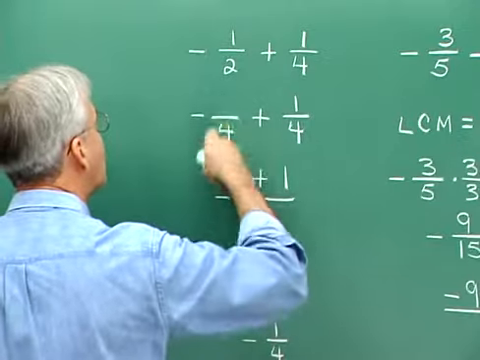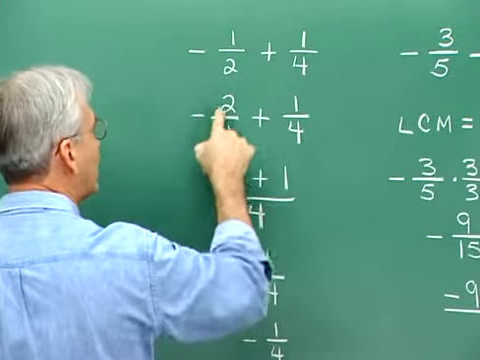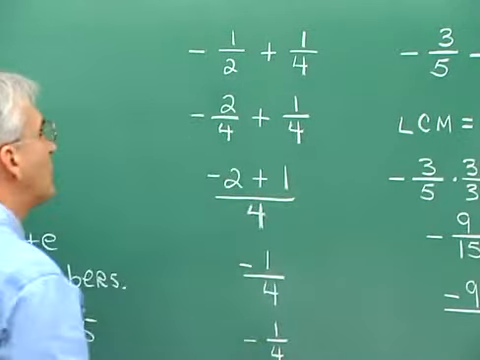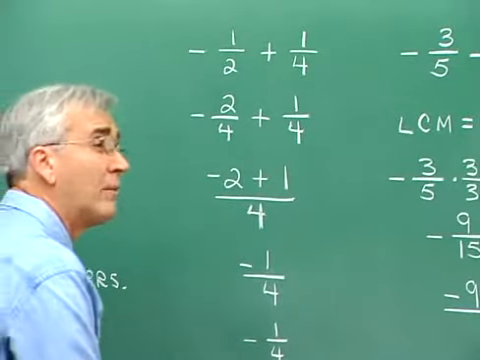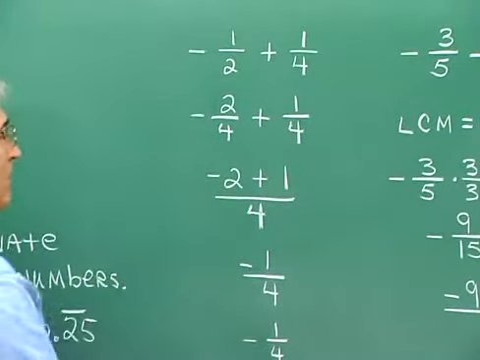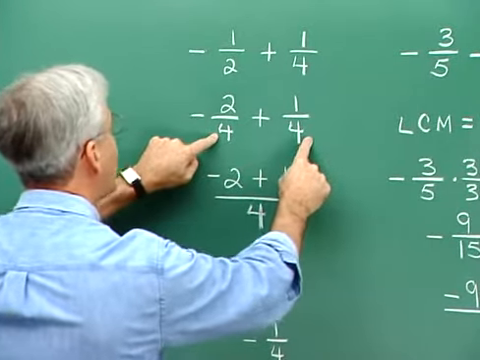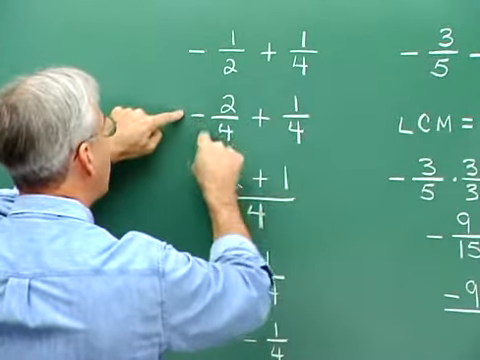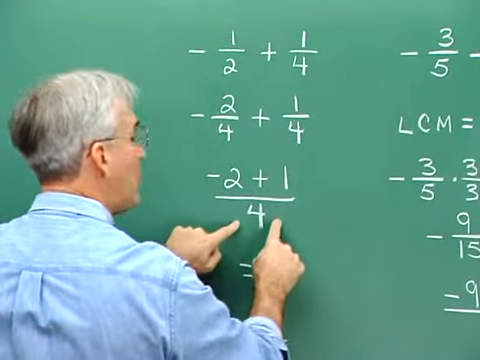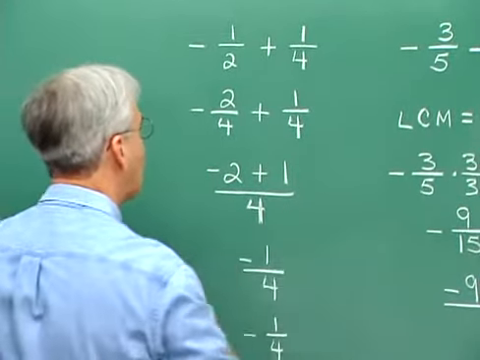2 times 1 is 2 to get this minus 2/4, you see. And writing the 2 fractions with common denominators allows us to bring together the numerators. So at this point, once we have common denominators, we bring together numerators. It's -2 plus 1 for our new numerator, and it's over the common denominator.